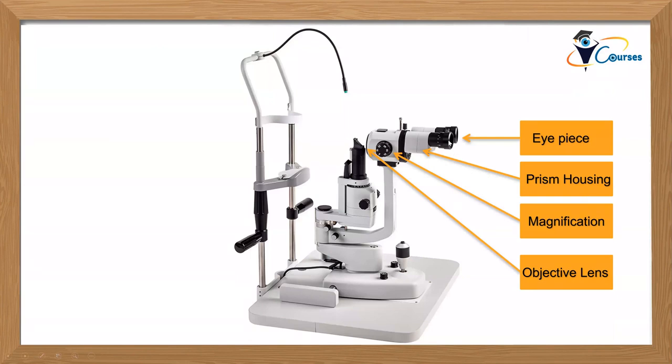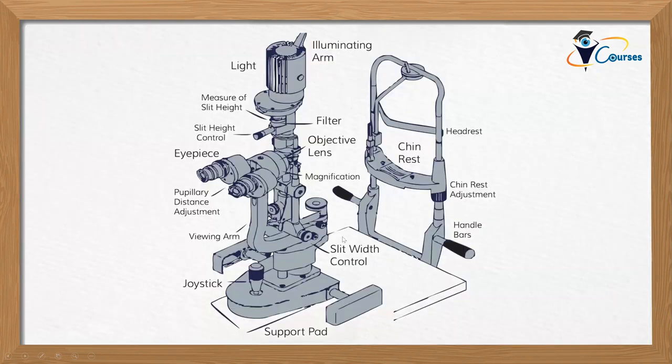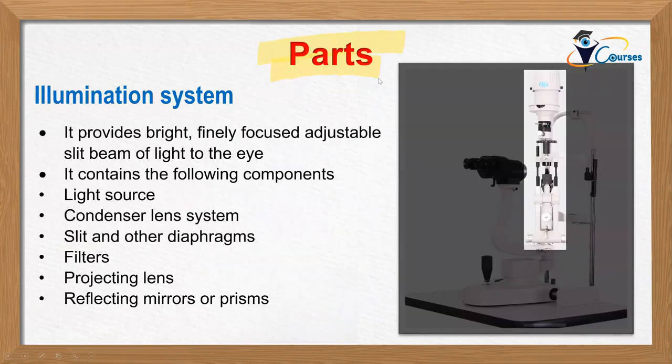We have the eyepiece. As we mentioned, we have the prism housing, which contains the Porro prism. Then we have the magnification, which can be the normal or the Galilean telescope. And finally, the objective lens. All these are mounted on an arm that is connected to the mechanical system. Okay, you can see this is the complete illustration of the slit lamp.